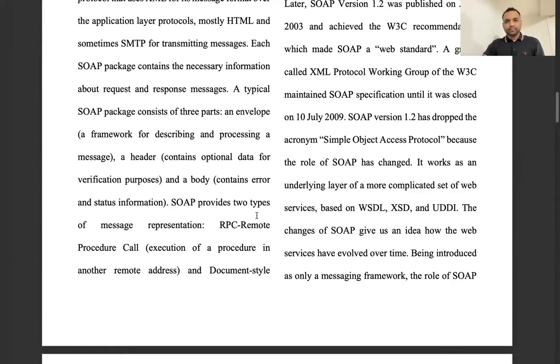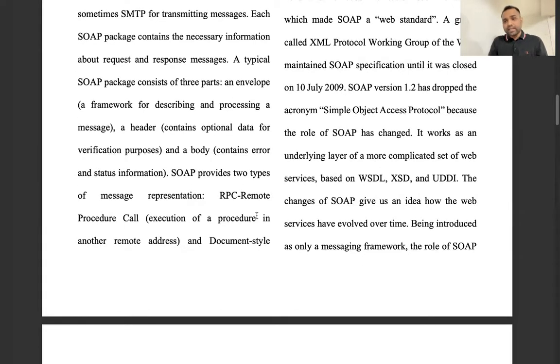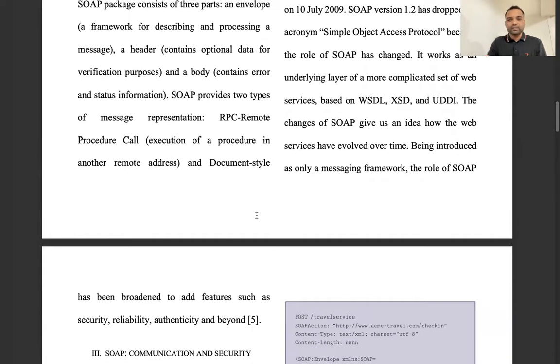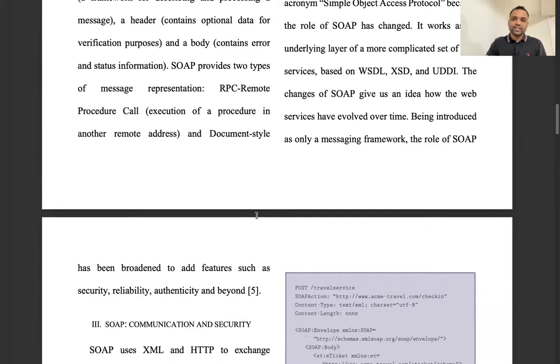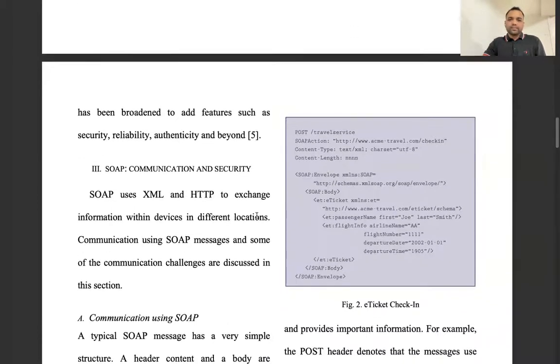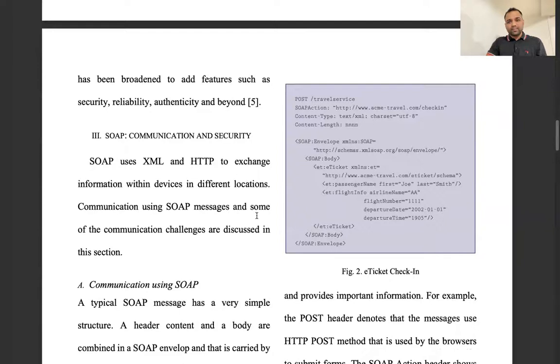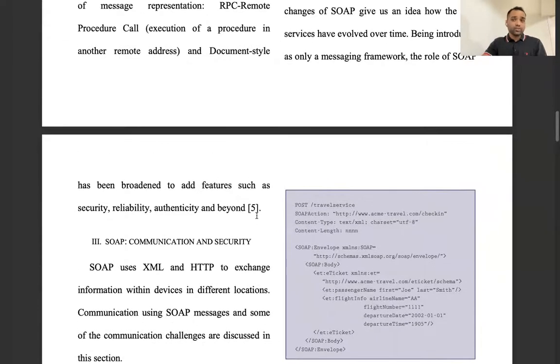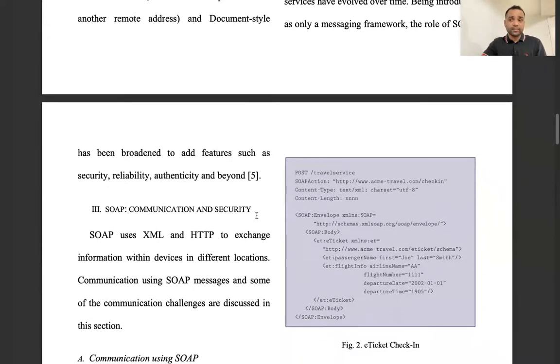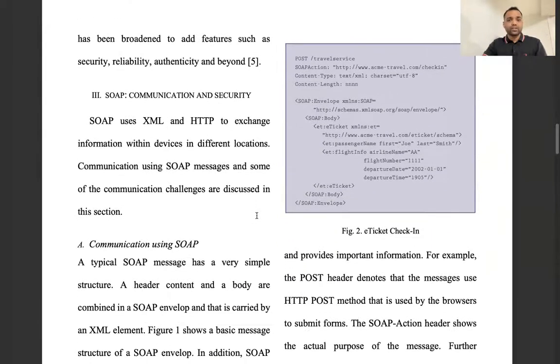After that, the acronym was dropped, because SOAP stands for Simple Object Access Protocol, but after implementing SOAP version 1.2, it wasn't a simple protocol anymore. It got more complex functionalities and it was blended with WSDL, XSD, and UDDI. So the pattern, or the intention, of SOAP has completely changed over time after being first introduced.